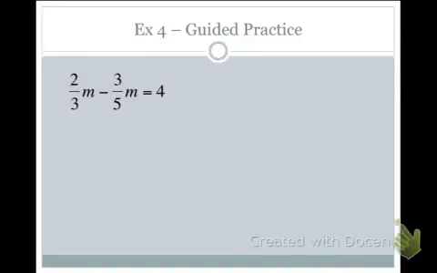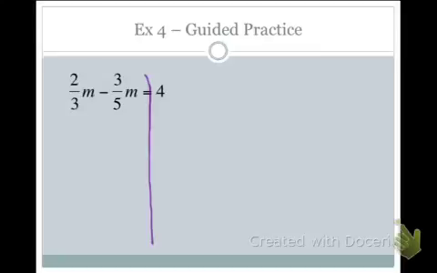Okay, in this example, we're going to do our guided practice, and I'm going to walk you through this a little bit more than I normally would because it is fractional, and I know many of you really are not a fan of fractions. So again, what we're going to do is look for parentheses, and there are none for us to distribute. So then we're going to try to get rid of our fraction.